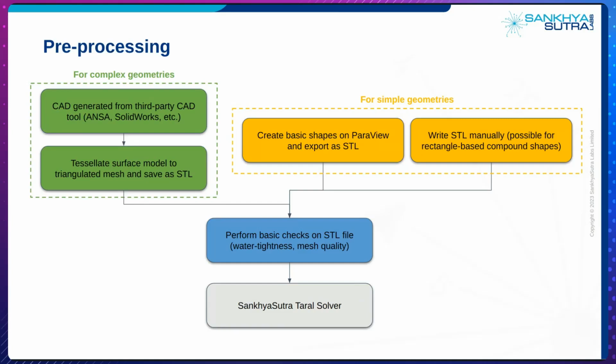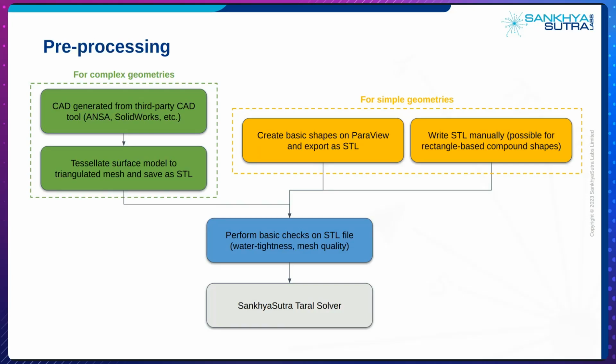Let's talk about the pre-processing step. For simpler geometries such as spheres, cylinders, etc., we give the user the chance to generate those geometries directly on the SankhyaSutra Taral GUI. You can also create these basic shapes on ParaView and export them as ASCII STL files, which you can then import into the GUI tool itself.